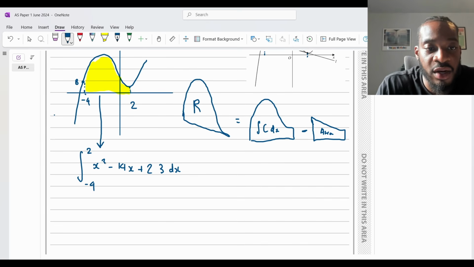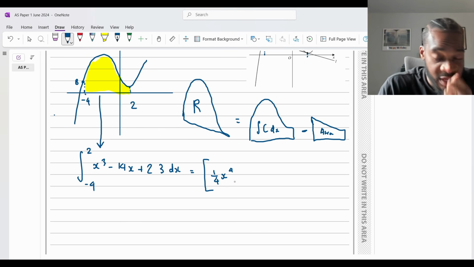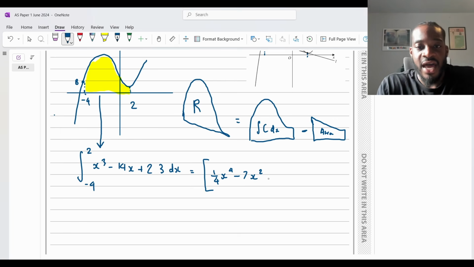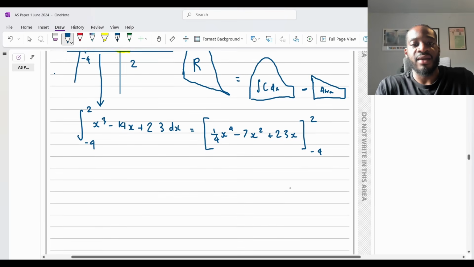Now, how do I integrate that? We just add 1 to the power, divide by the new power. So it's going to be equal to a quarter x to the power 4. That's going to be x squared divided by 2. It's going to be a 7 at the front, isn't it? 7x squared, right? Because when we differentiate that, we get 14x. That's fine. And then plus 23x. And we're integrating this between -4 and 2. So all we need to do now is just evaluate the limits, isn't it?